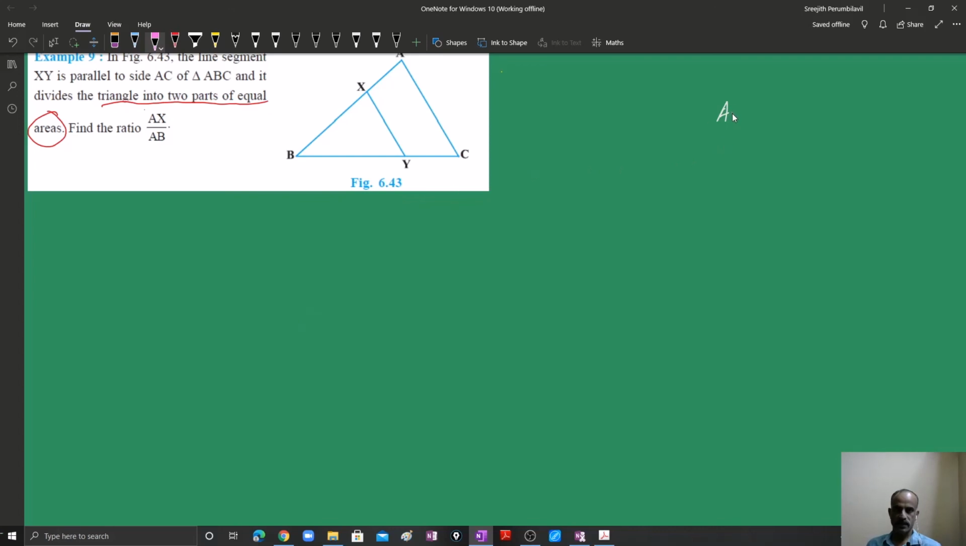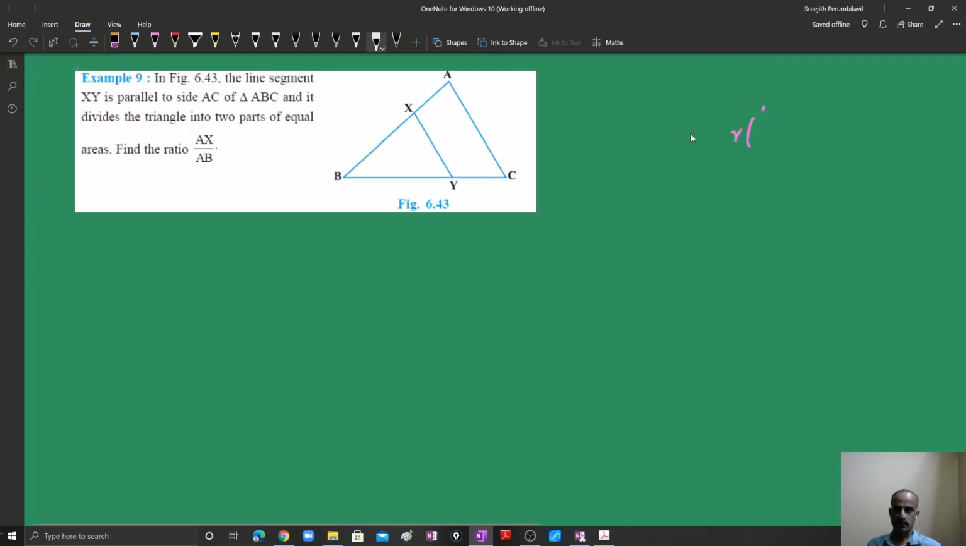This means that area of triangle XBY is the same as area of trapezium AXYC. That is the meaning of that statement. Okay, so be careful with that.